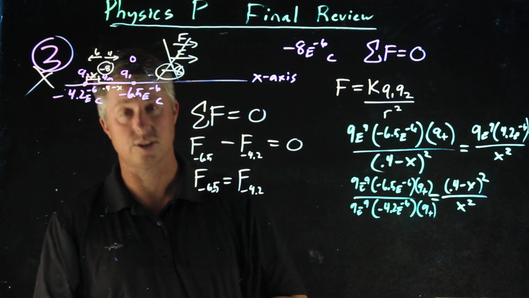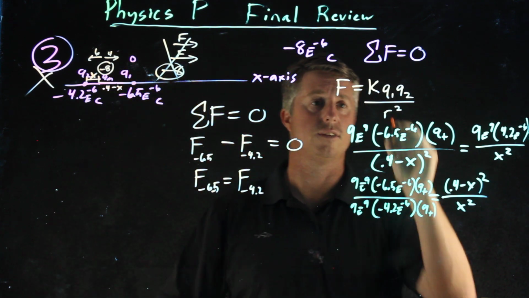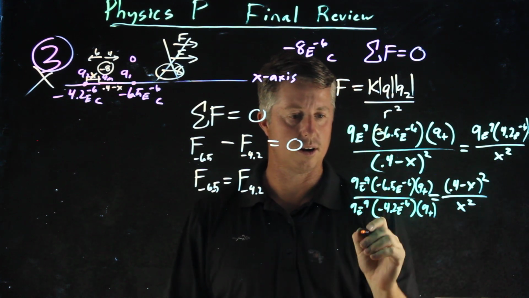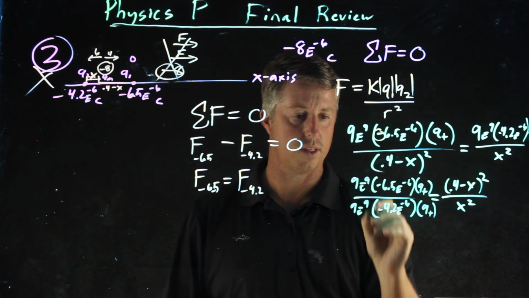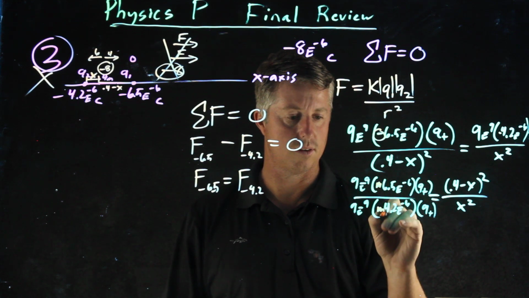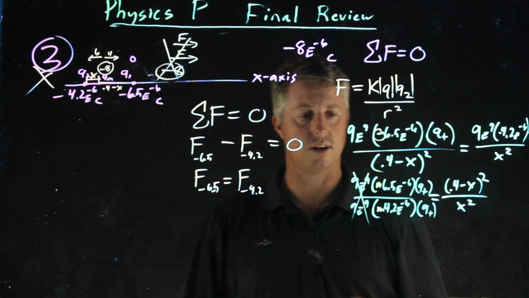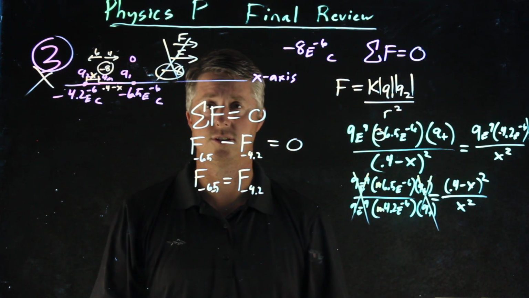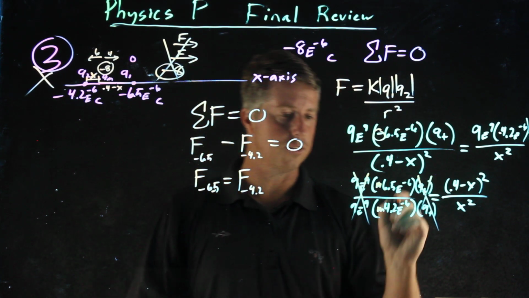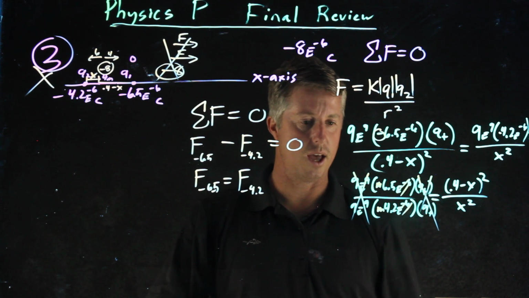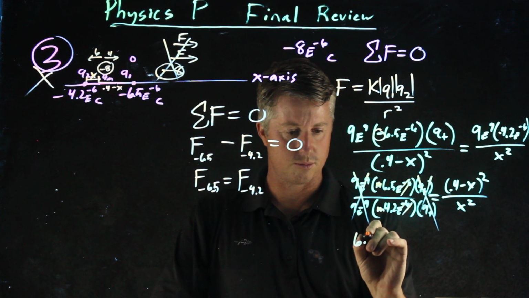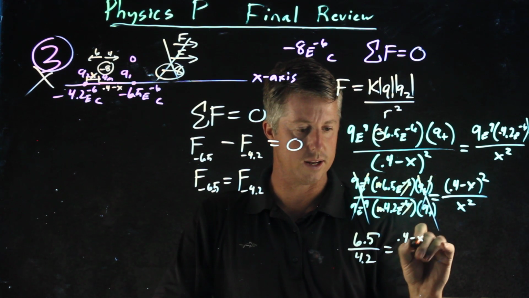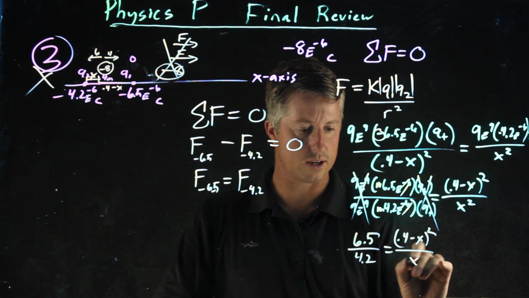Well, a couple things I should note right now. Number one, this formula uses the absolute value of the charge, so the negative I put here doesn't matter even if I include it over there. So I can get rid of these. I can then cross out these, they divide themselves. I can cross out my test charge. That's why the value of my test charge didn't matter. I also can go so far as cross out these times 10, and what I get is 6.5 divided by 4.2 is equal to (0.4 minus x) squared over x squared.